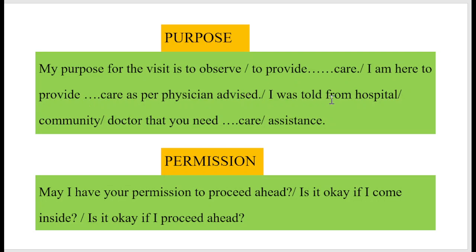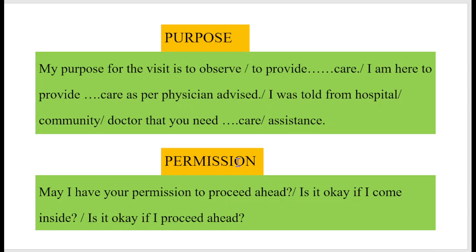If it is not, I was told from the hospital or community. If it is, you can use, I was told from the community, or if it is a doctor, I was told by the hospital doctor that you need wound dressing care or you need my assistance. Okay, clear? That is the purpose, which is the sixth step. Now last, after explaining the purpose, you can say, may I have your permission to proceed ahead? Or some patients may be inside. When you say such a thing, is it okay if I come inside? Or if you are not comfortable, you can say, is it okay if I proceed ahead? Or you can say, may I have your permission to proceed ahead?